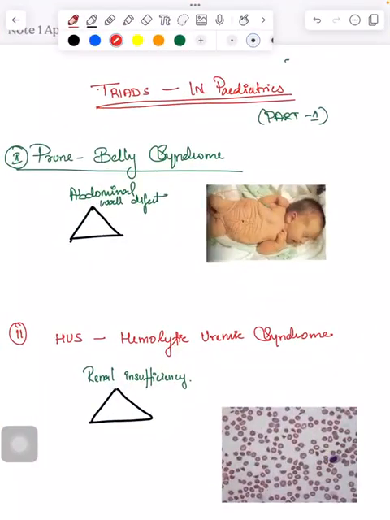Hello. Today we'll discuss some of the triads in pediatrics. I have written only 7 triads here in this video. From the next video we'll cover the remaining triads. So, starting off with prune belly syndrome.